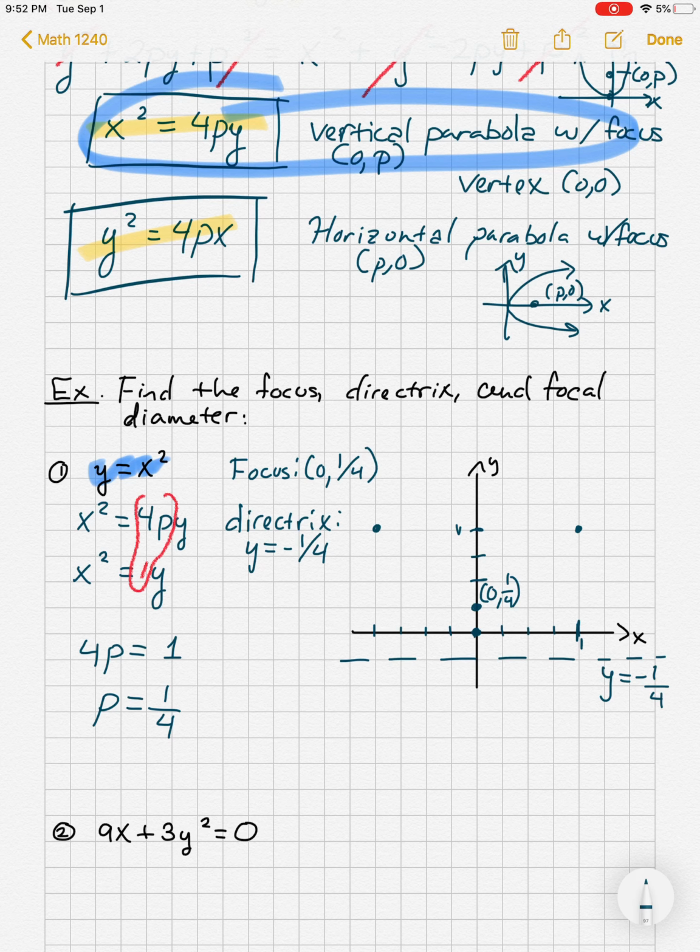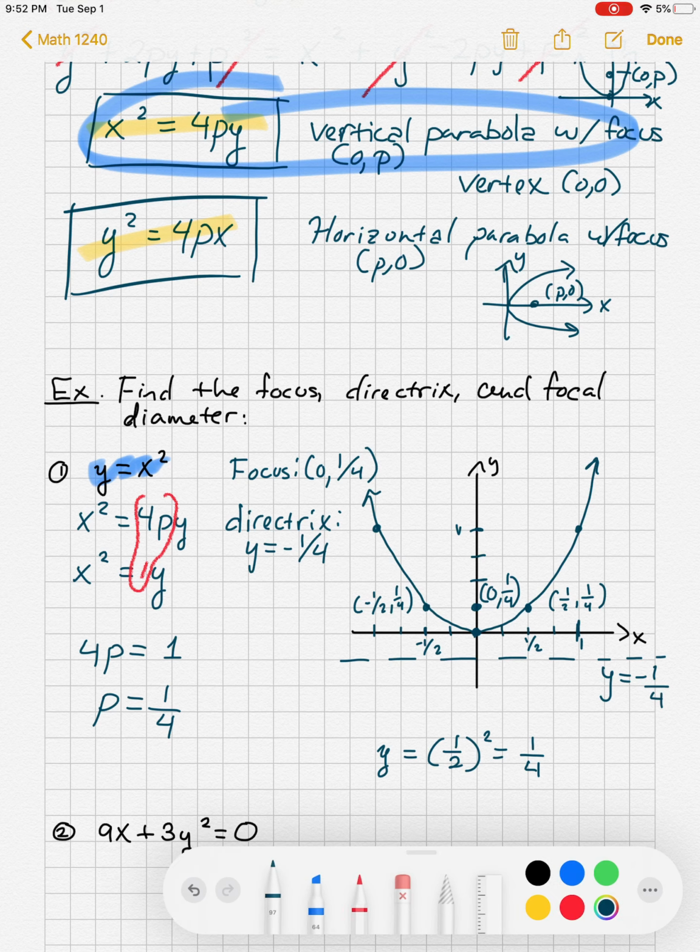So let me get one more point. So maybe what happens if I plug in a 1/2? That's a 1/4. Okay, so if I come here to a 1/2, I go up to a 1/4. There's a point on the parabola. -1/2, a 1/4. Okay, so there's that familiar shape.